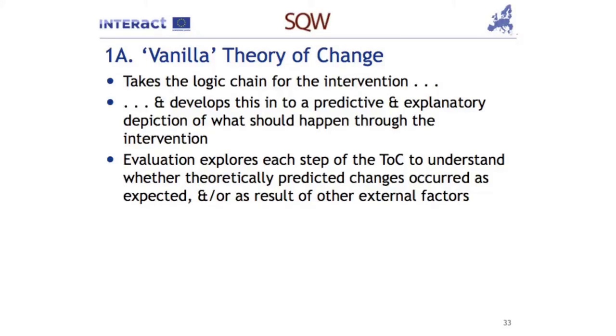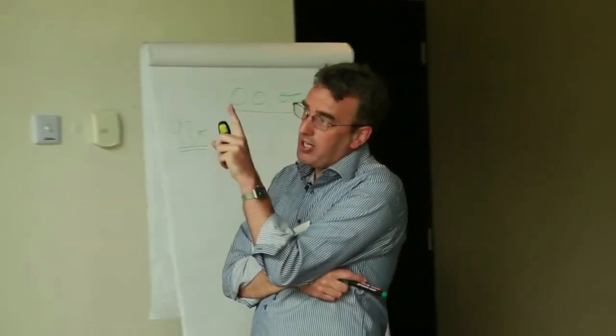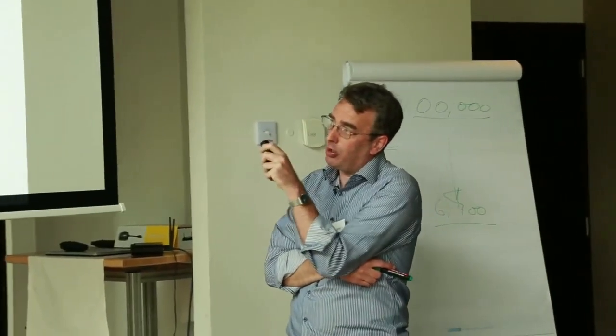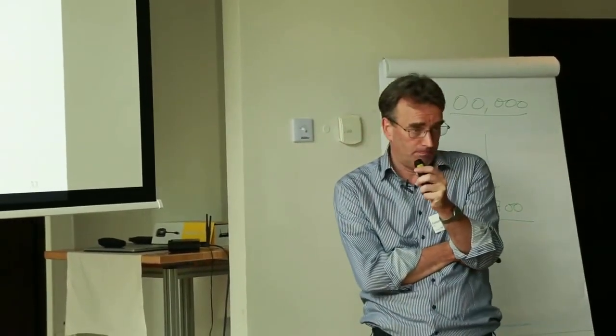What's the process? How do you get from that third step to the fourth step? What's the explanatory process, yeah? So it takes the logic chain of intervention and moves that on into a predictive and explanatory depiction of what should happen. So let me explain that.